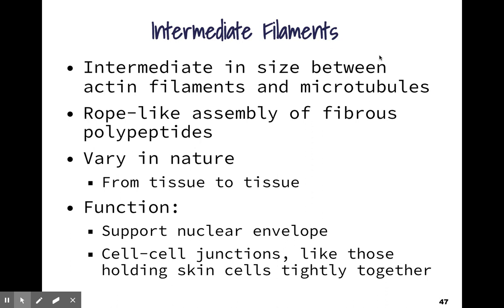All right, an intermediate filament. Intermediate in size between actin filaments and microtubules. It's a rope-like assembly of fibrous polypeptides, or proteins. They vary in nature from tissue to tissue. The function is they support the nuclear envelope, and they aid in cell-to-cell junctions, like those holding skin cells together. They look something like this.